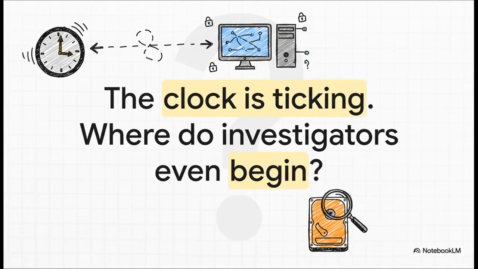Okay, so picture this. A cybercrime goes down. The clock is ticking loudly. Where in the world do you even begin? Well, when a system gets hit, that digital evidence starts to degrade, like immediately. So we're going to follow the high-stakes, step-by-step process of Windows forensics to see how investigators manage to grab those clues before they just vanish.